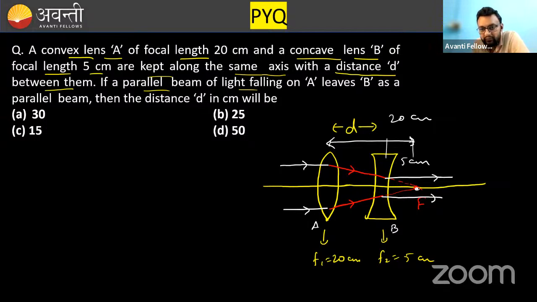So the separation between them, this total is 20. This part is 5. So this portion should be 15 centimeter. So answer is C part, that is 15 centimeter. So this question is completely based on the definition of focus, that when a ray will become parallel to the principal axis or when it meets the focus. So this all depends on the definition of focus.